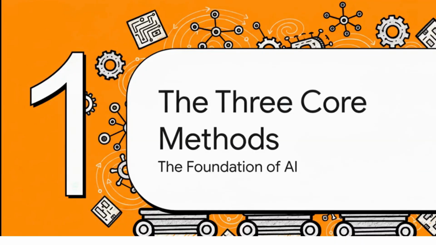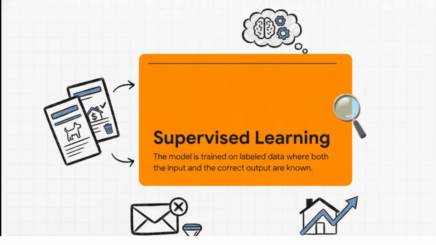All right, first up, the three big pillars. These are really the foundation of pretty much all of AI. If you get these, everything else we talk about is going to click into place. So, let's talk about supervised learning.